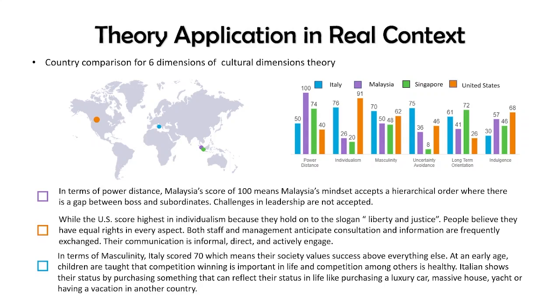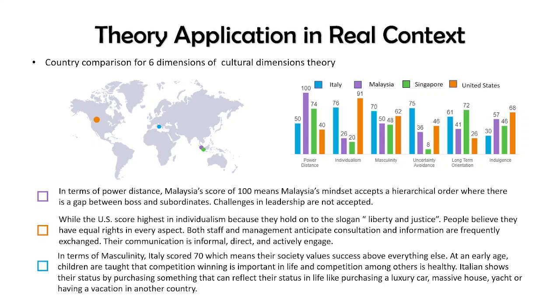In terms of power distance, Malaysia's score of 100 means the Malaysian mindset accepts a hierarchical order where there is a gap between boss and subordinate. Challenges to leadership in Malaysian culture are not accepted.